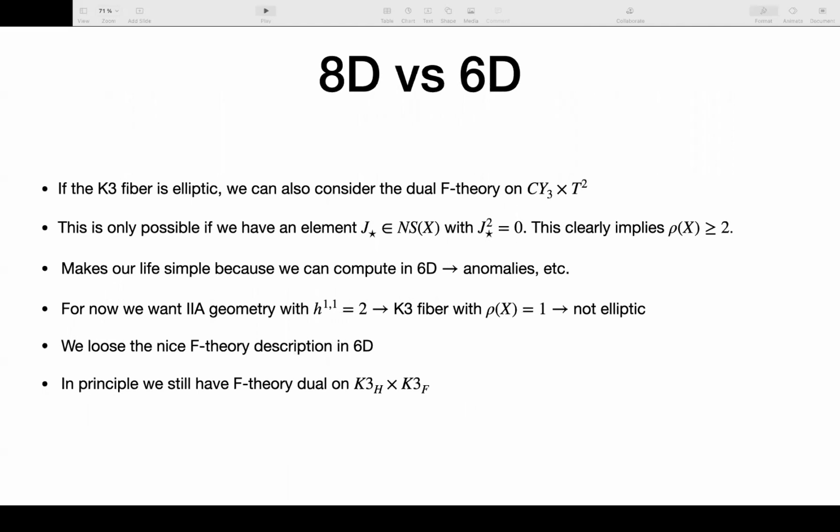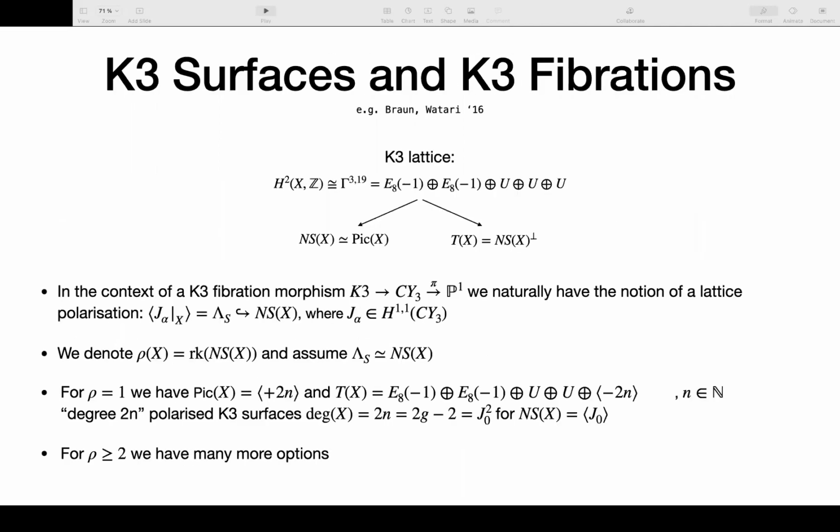Okay, maybe I should note that I'm interested in this low rank of the Picard lattice because we're looking at type 2A compactifications on manifolds with low H11.